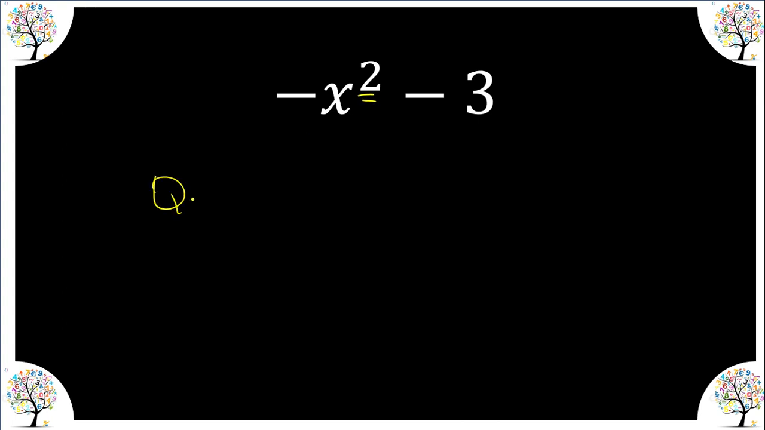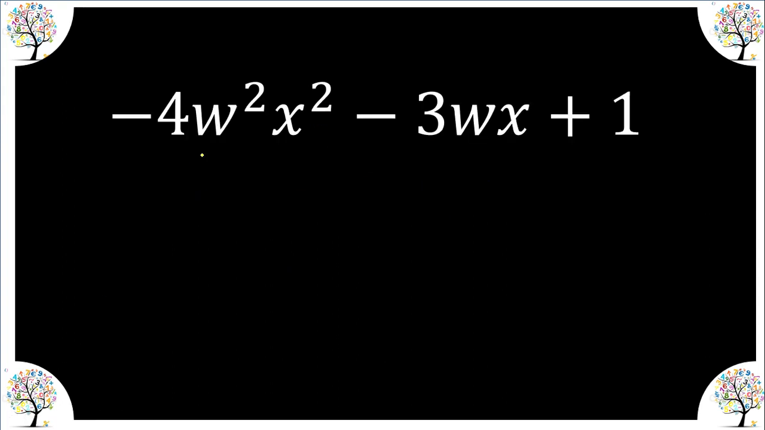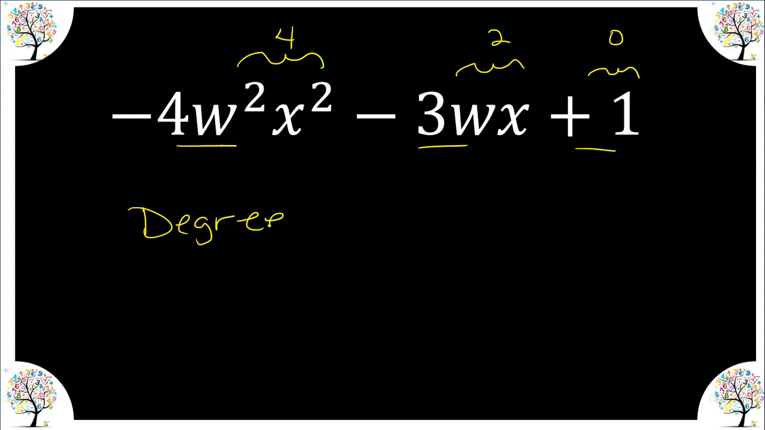Here we have a degree of 2, that's a quadratic. And it's 2 terms, so it's a binomial. Here we have to add these up because we have multiple factors. So this term has a degree of 4, this term has a degree of 2, and this term has 0 variables, so it has a degree of 0. And it has 3 terms, so it's a trinomial with a degree of 4.